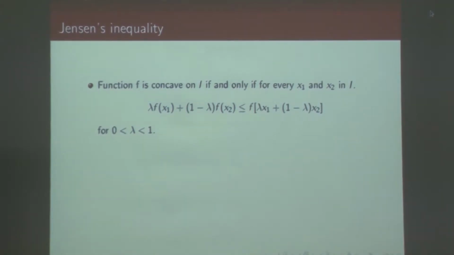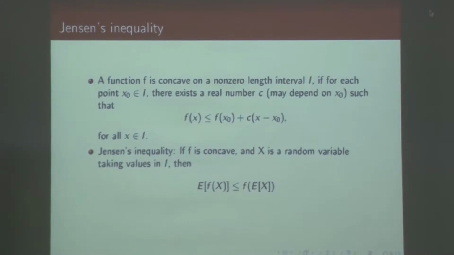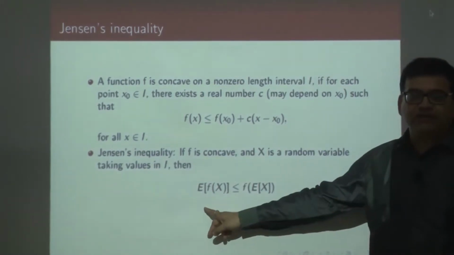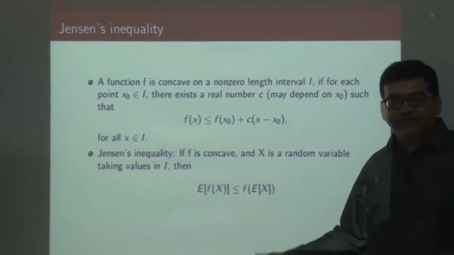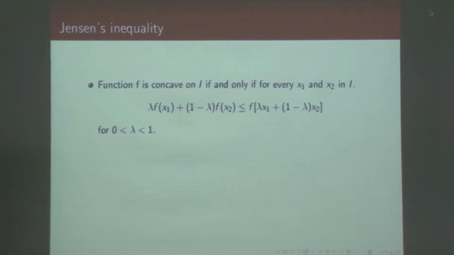Okay. For lambda lying between 0 and 1. Now, how can I get this from here? Jensen's inequality says the expected value of f of x is less than the function evaluated at the expected value. So here x takes two values, x1 and x2. Let us say the probability of occurrence of x1 is lambda, then what is the probability of occurrence of x2? 1 minus lambda.